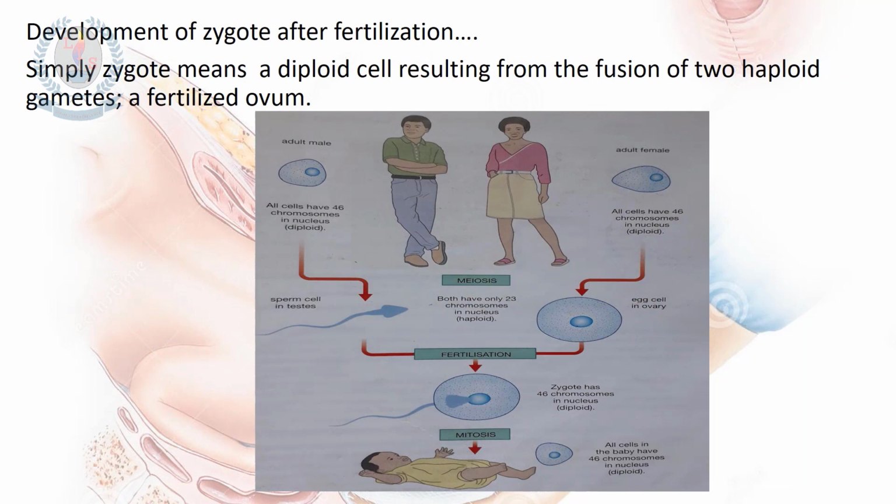Development of zygote after fertilization. Simply, zygote means a diploid cell resulting from the fusion of two haploid gametes, that means a fertilized ovum. This fertilization is also important in making genetic variation.